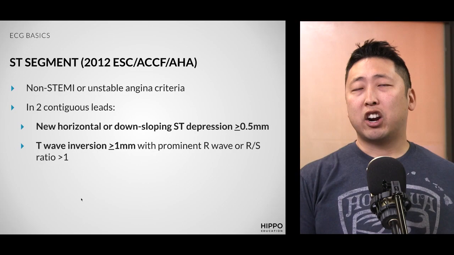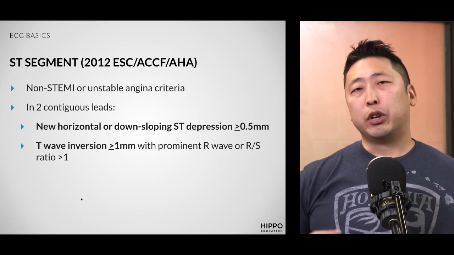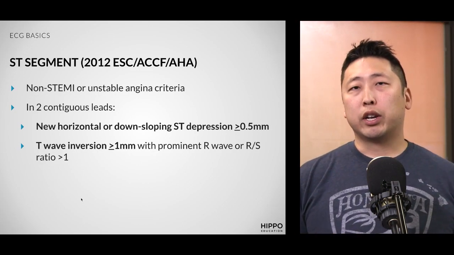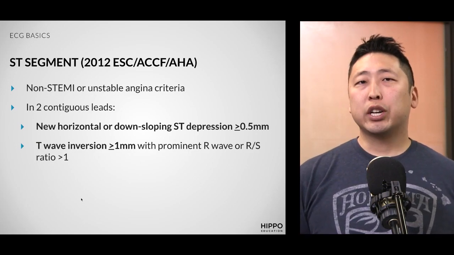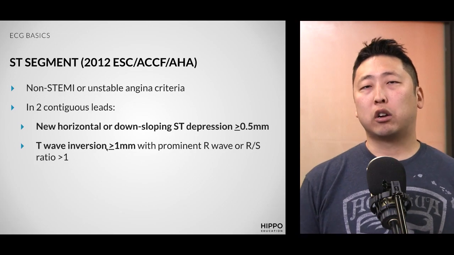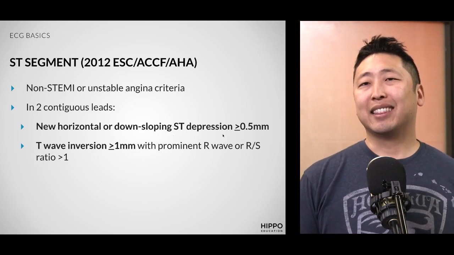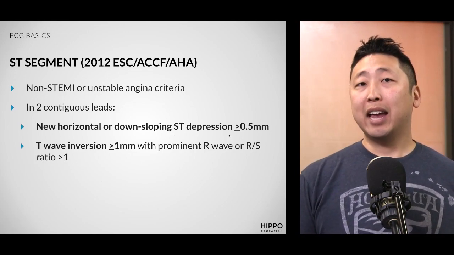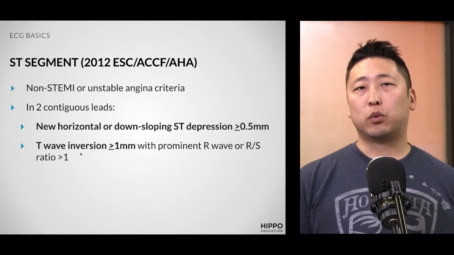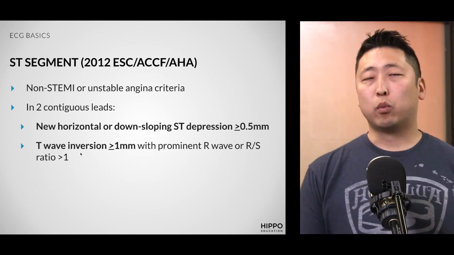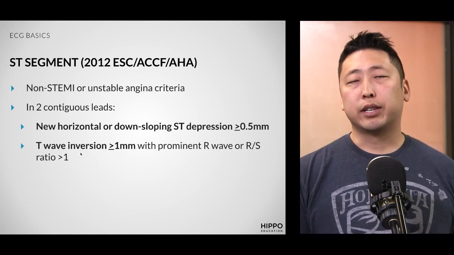Now, for those that are not ST elevation MIs, but you are concerned about possible ongoing acute coronary syndrome, unstable angina, ongoing ischemia, at least in 2 contiguous leads, if you have new horizontal or downsloping ST depression at least 0.5 millimeter, and/or T-wave inversion at least 1 millimeter with prominent R wave or R to S wave ratios greater than 1, that would be concerning for ongoing ischemia.